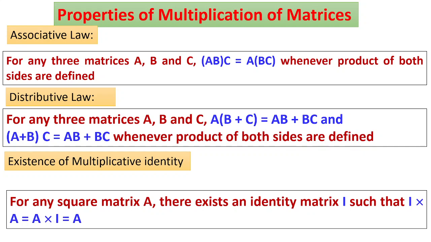But multiplication of matrices is not commutative. AB is not equal to BA. Sometimes BA may not be defined. Even if BA is defined, if both AB and BA are defined, they will not be equal.